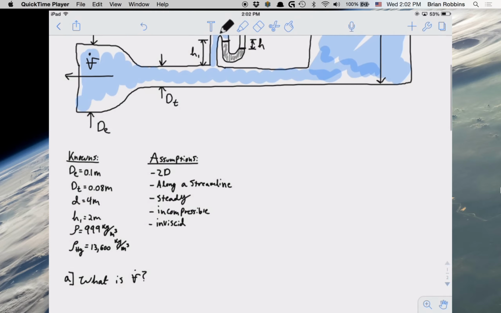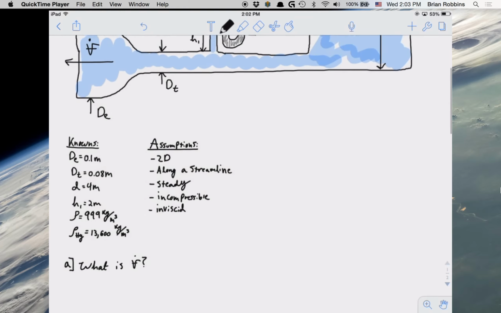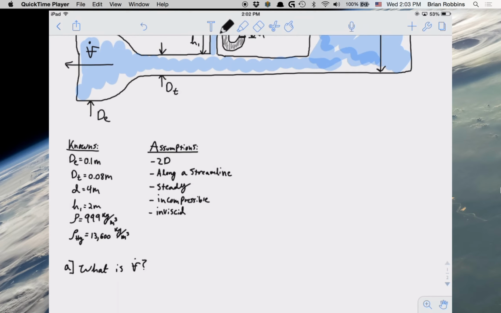As per usual, I've gone ahead and listed all of the known values that we have, as well as the assumptions that we're going to be making in this problem. Since we're going to be utilizing the Bernoulli's equation, we have to make sure that we abide by all of the assumptions that were made in the derivation of the Bernoulli's equation to be able to utilize it. So we have to assume 2D, along a streamline, steady, incompressible, and inviscid. So the first part of the problem asks us to solve for V dot. So what is the volumetric flow rate of our fluid flow going through the pipe?